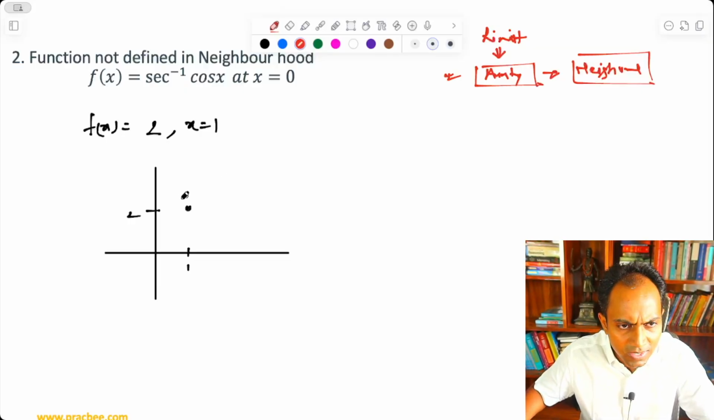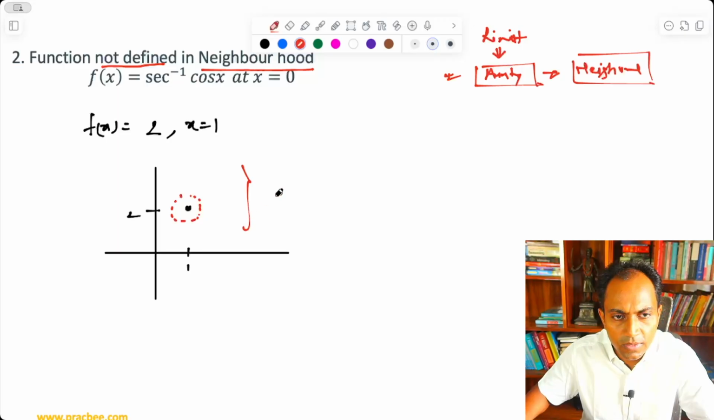So what is happening is there is no neighborhood to this. You can see that there is nothing on the sides. There is just a point. So since there is no neighborhood, the neighborhood is not defined. In this scenario, what will happen? The limit, if I write limit x tends to 1, f(x), it won't exist because there is no neighborhood.